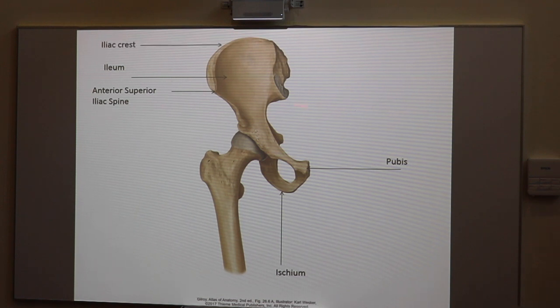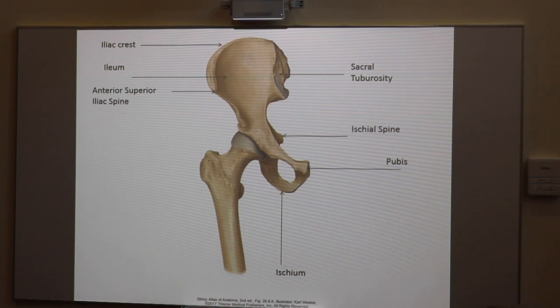The iliac crest is going from the anterior superior iliac spine to this point, which is called the posterior superior iliac spine. And there is another spine here below the anterior superior iliac spine, which is called the anterior inferior iliac spine. This area is for articulation with the sacrum, so it's called the sacral tuberosity. And then you have an area below this, which is another spine here on the medial aspect. This is the ischial spine.